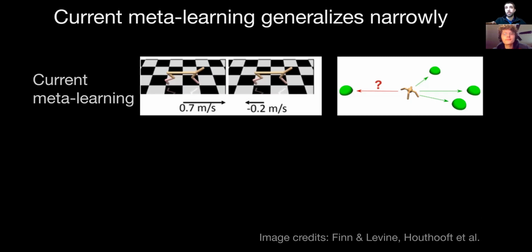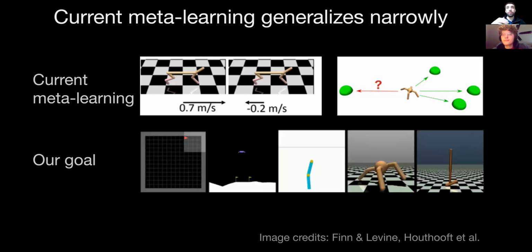So to summarize, current meta-learning approaches based on transferring neural network weights usually still generalize rather narrowly, for example, going at different speeds or going to different locations. In contrast, we would like to tackle different tasks. To do so, we pick many different OpenAI Gym environments, and we would like something that works well across these environments and transfers knowledge across them. How do we do this?